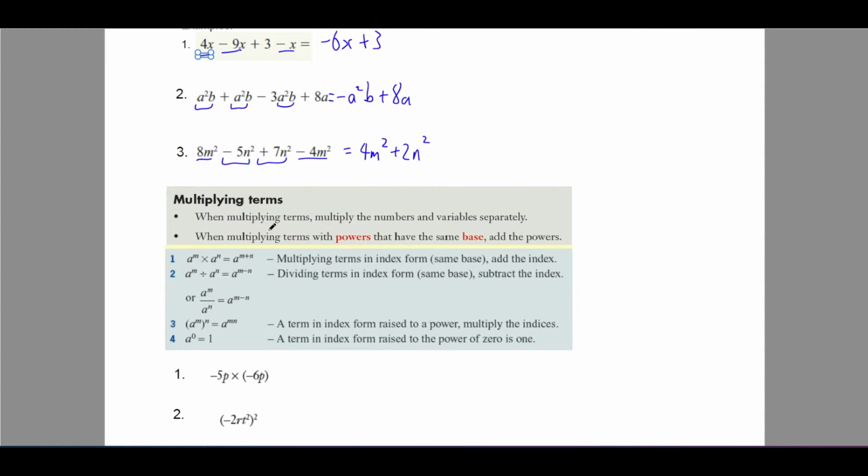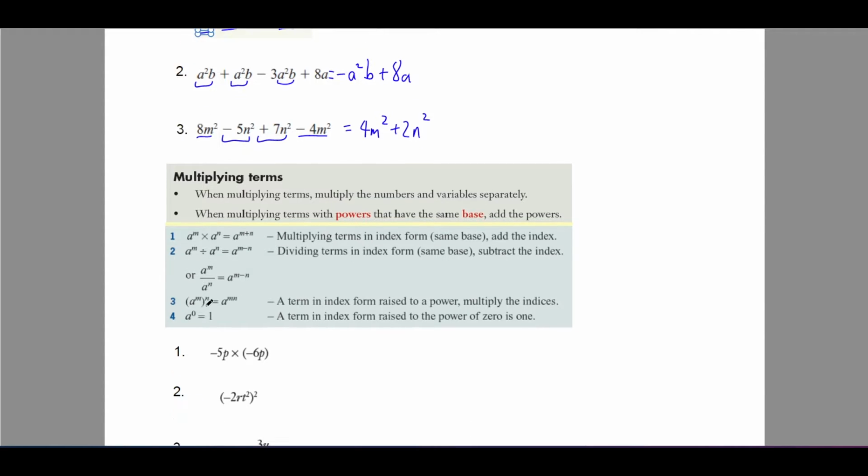Multiplying terms. When multiplying terms, multiply the numbers and variables separately. When multiplying terms with powers that have the same base, you add the powers. So these are just your index laws, which you should probably already know. If you have a to the m times a to the n, you have a to the m plus n. If you divide them, you just take away the powers. If you have a bracket like this, you can multiply the m and n, and if you have anything to the power 0, it's 1.